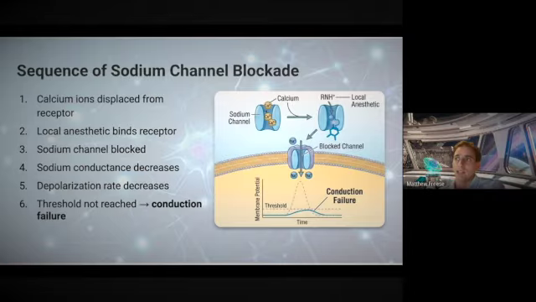Sequence of sodium channel blockade: the sequence is high yield and very testable. First, calcium ions are displaced from the receptor site. Then the local anesthetic binds the receptor. This blocks sodium conductance, slows depolarization, and prevents the nerve from ever reaching threshold. No threshold means no propagated action potential. This is the conduction block.